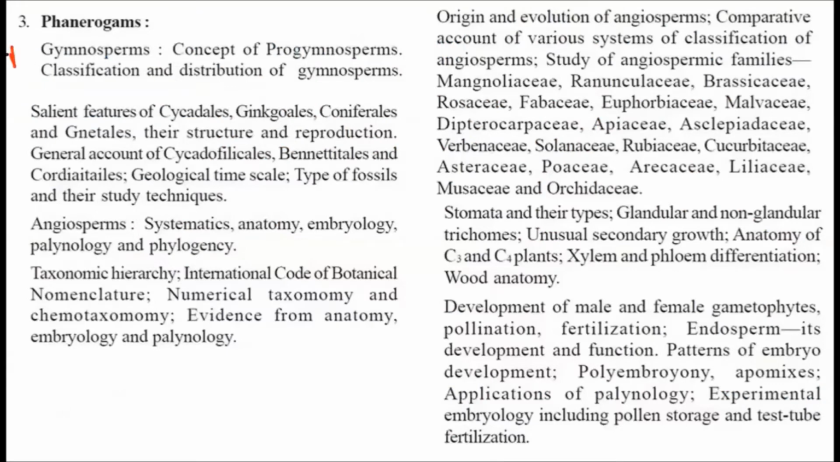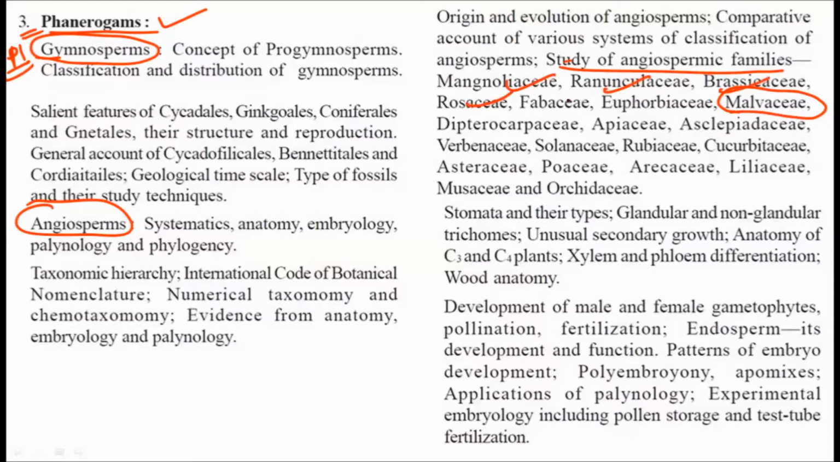So we are dealing with paper 1 and chapter number 3, that is, the phanerogams. Under the phanerogams we have to study the gymnosperms as well as the angiosperms, and we are here at the study of the angiospermic families. We are studying now the Malvaceae family. Before that, we have completed the Magnoliaceae, Ranunculaceae, Brassicaceae, Rosaceae, Fabaceae, and the Euphorbiaceae. So you can say we are studying the seventh plant family, called the Malvaceae family.